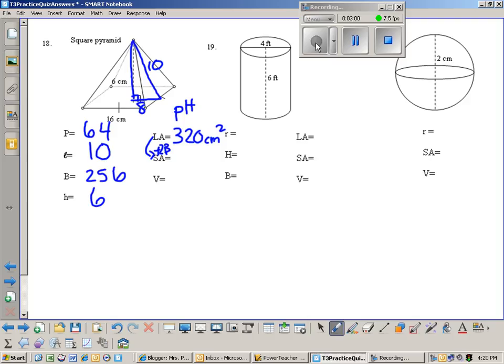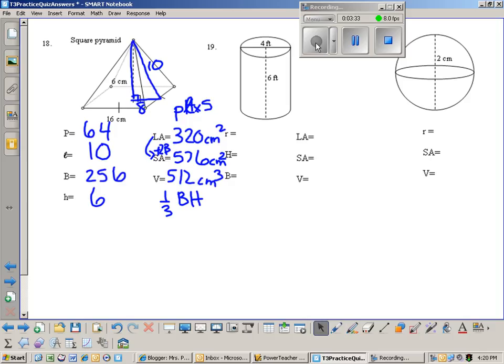So if big B is 256, we take that times 2, add it on, or 1B, sorry, 1 big B. Then we add that on, oops, times the slant times 0.5, sorry, my fault. And then we have 576 centimeters squared. Volume, 1/3 big B times H. So that's going to be 512 centimeters cubed.